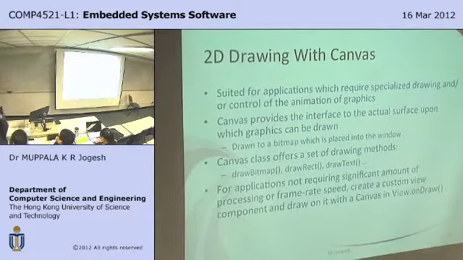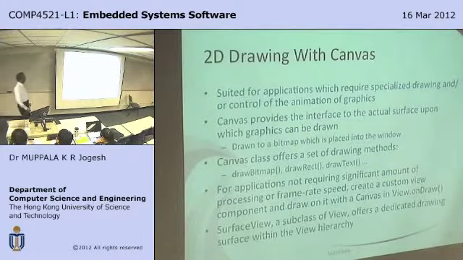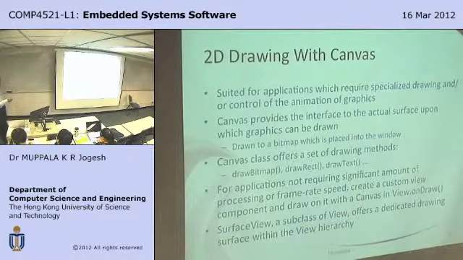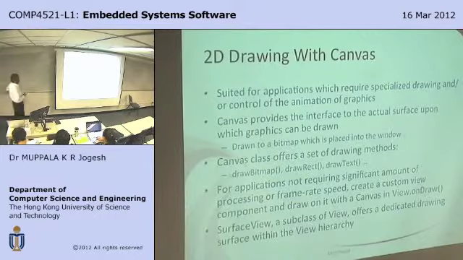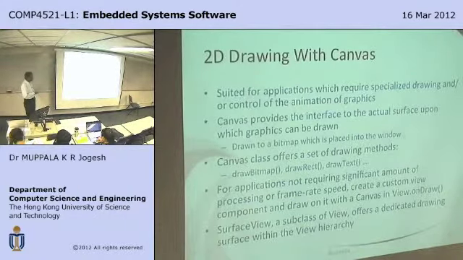OnDraw is a method that is available in the view class. And SurfaceView is a more generic version. SurfaceView is a subclass of view, and it provides you with a dedicated drawing surface within the view hierarchy. SurfaceView is a bit more complicated to handle than a simple view, because it requires you to implement certain handling classes and so on, which I will come to in a short while. I'll show you an example of that implementation shortly.